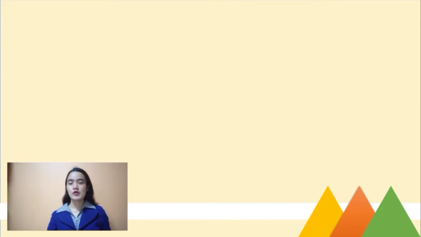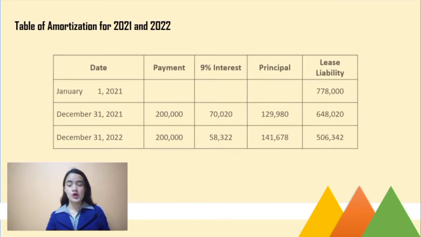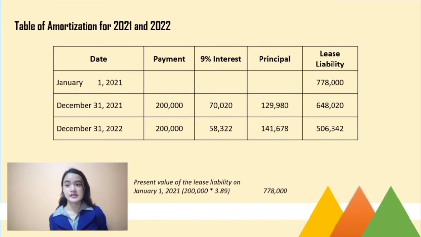So ngayon naman, gumawa tayo ng table of amortization for the year 2021 and 2022. So makikita natin dito sa table yung data, which are the payment, the implicit rate which is 9%, the principal and the lease liability. So for the periods na to. On January 1, 2021, we have the lease liability of 778,000 pesos. So paano natin siya nakuha? Included siya dito sa slide natin. So, it is the present value of the lease liability on January 1, 2021.